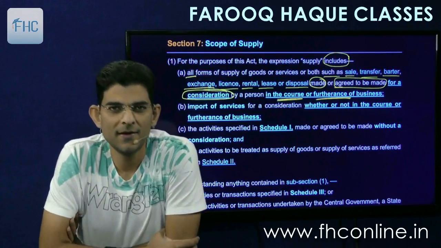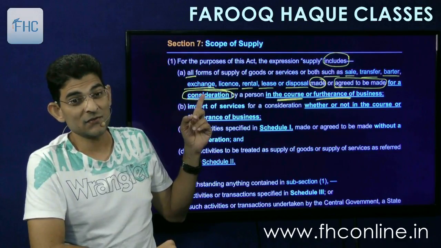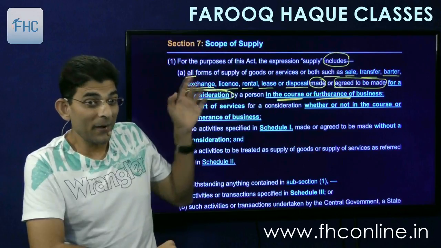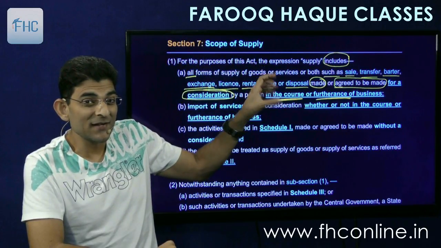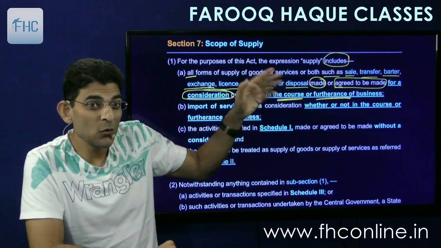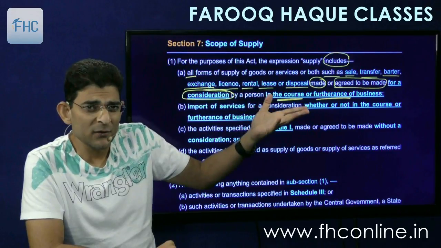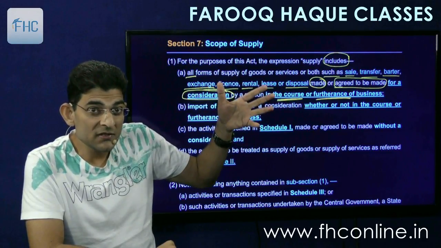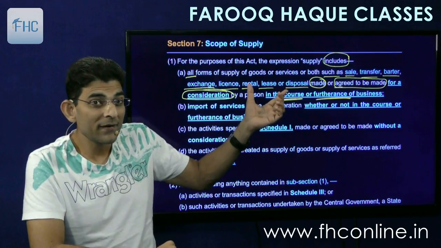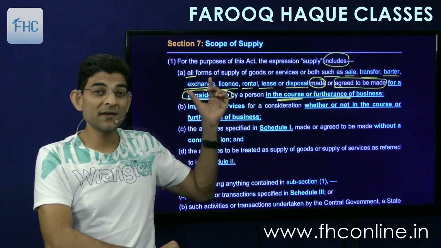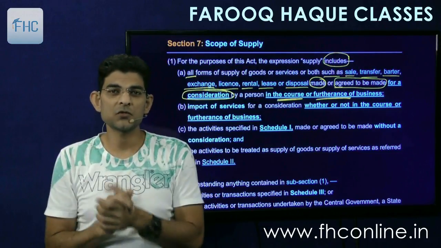Sold. Now see, is there consideration? Yes, there is consideration. But is it in the course of business? Apply the second characteristic. No. I'm selling my TV from my home second hand to somebody. Am I doing business in selling TVs? No. So is it in the course of business? No. So will it be called a supply in clause A? No. It is not a supply. So no GST can be imposed.